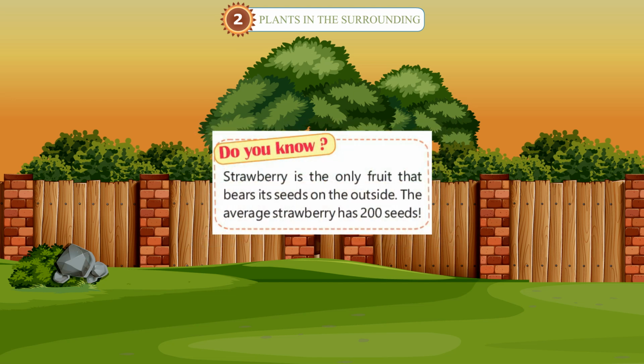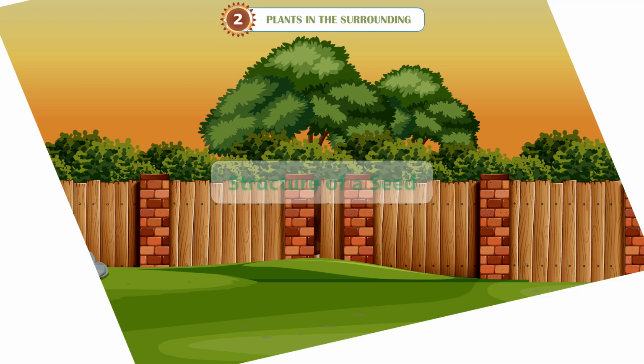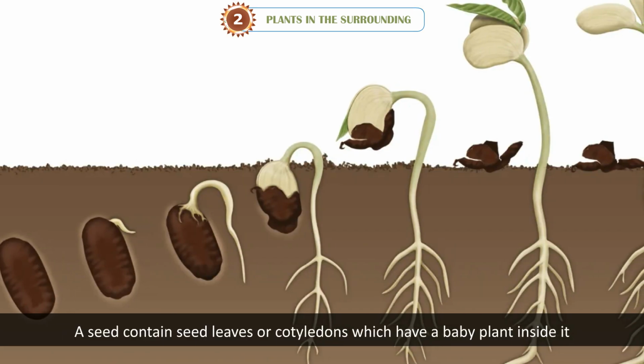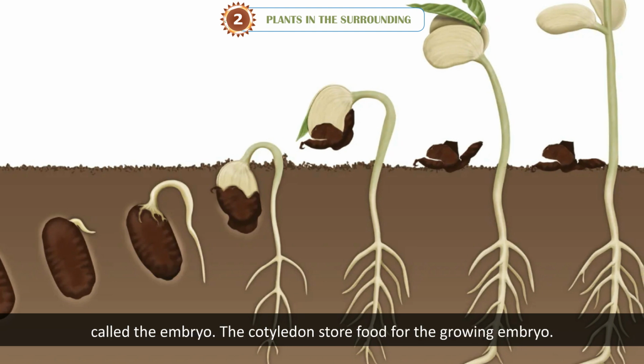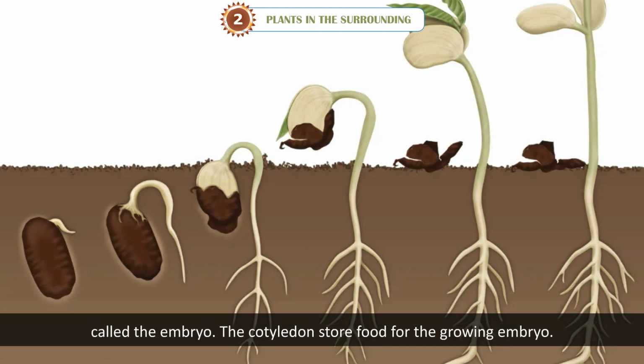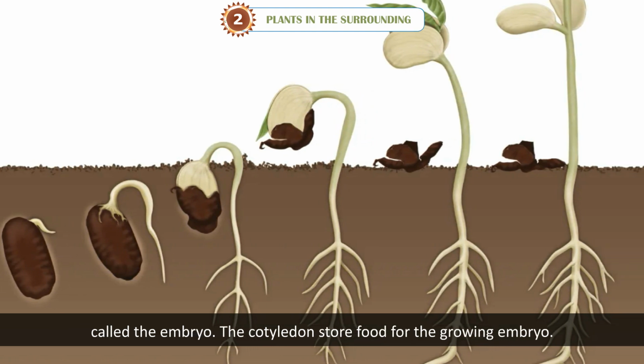Do you know? Strawberry is the only fruit that bears its seeds on the outside. The average strawberry has 200 seeds. Structure of a seed. A seed contains seed leaves or cotyledons which have a baby plant inside it called the embryo. The cotyledons store food for the growing embryo.